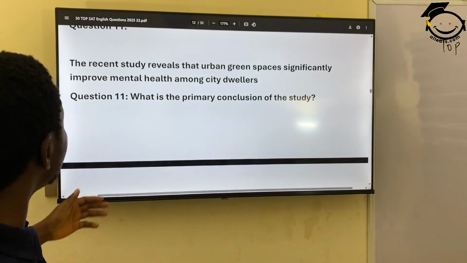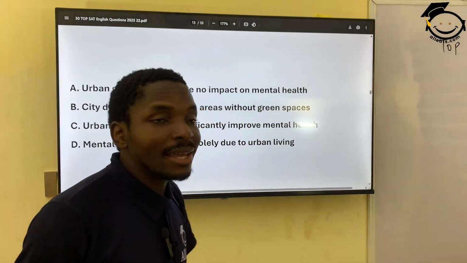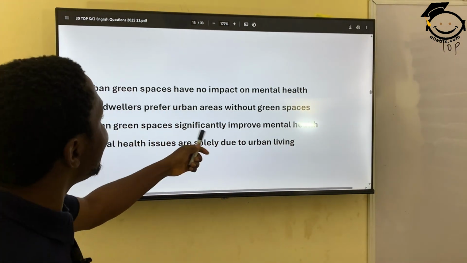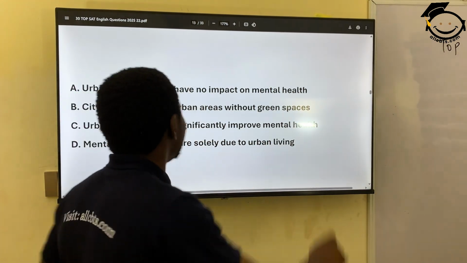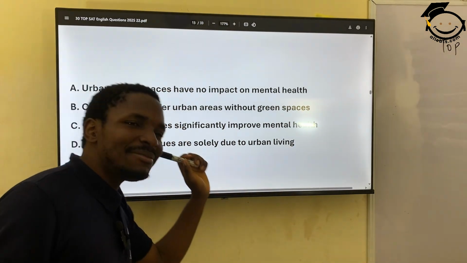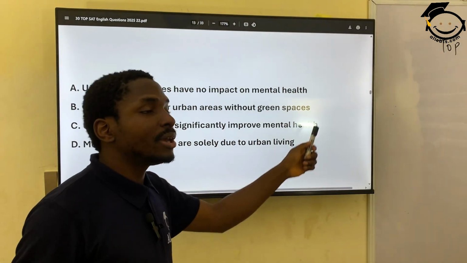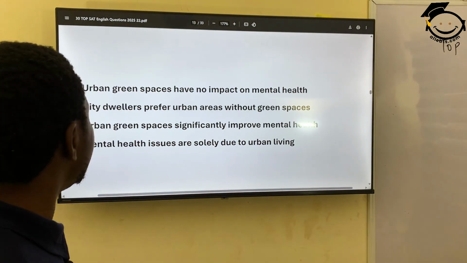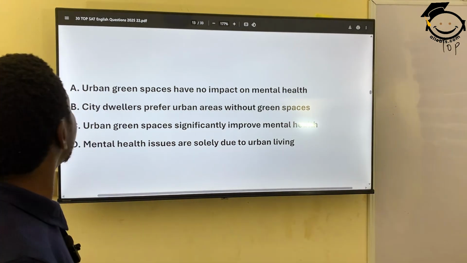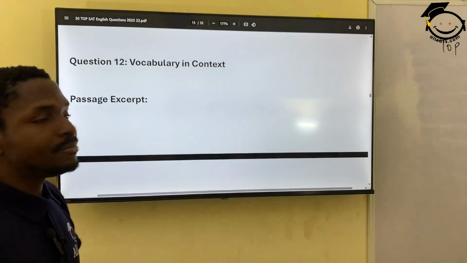So what's the conclusion of the study? Let's see. Urban green spaces have no impact on mental health. No, that's not what it says. City dwellers prefer urban areas without green spaces. Definitely, that's not what it says. Urban green spaces significantly, that's the word, improve mental health. That's what that passage is telling us. So the correct answer here will be what? Option C. Now moving on to question 12.